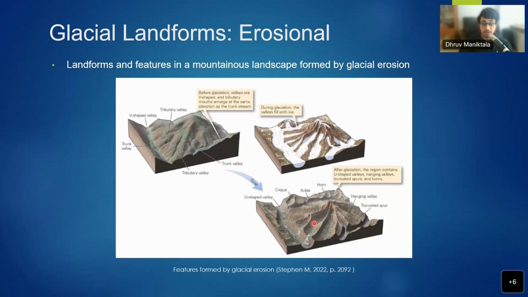And when we have more than three cirques next to each other, something called a horn is formed, which is basically two or three or more ridges meeting at one single point, making a horn-like formation. So these are the most important erosional landforms formed by the glaciers.